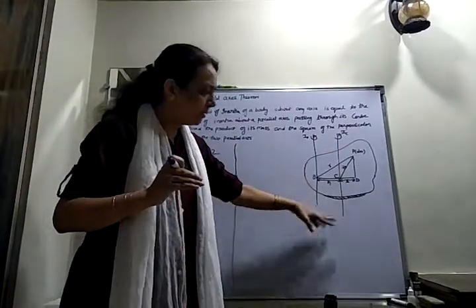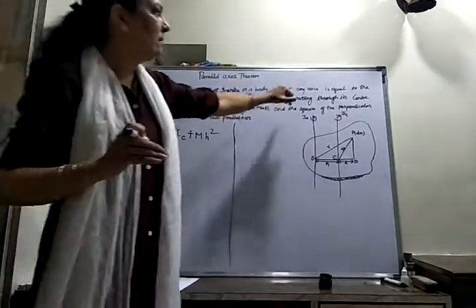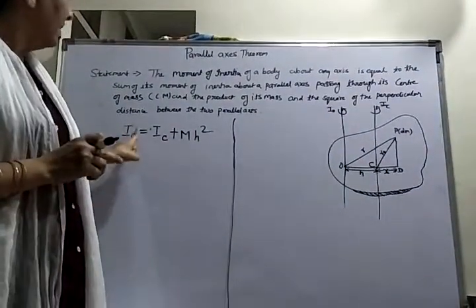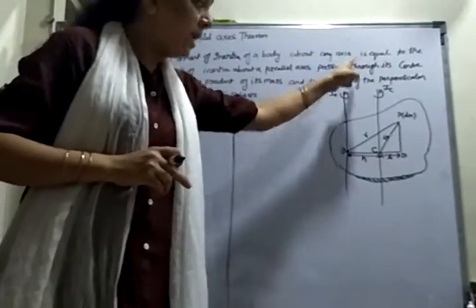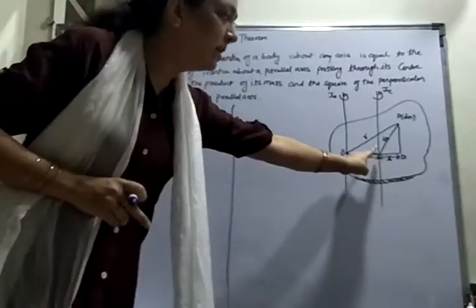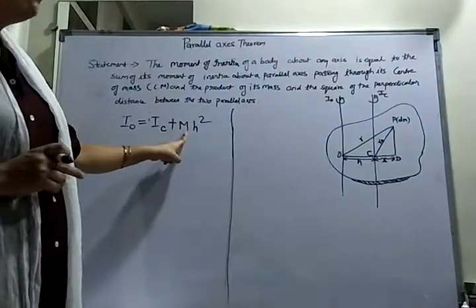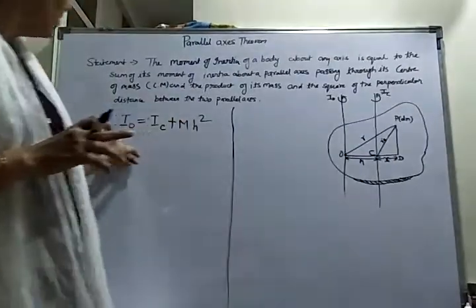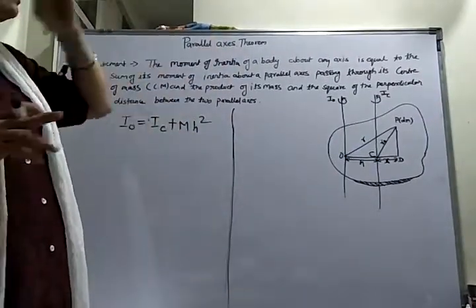See, for this first you have to write the statement. The statement is: the moment of inertia of a body about any axis, I0, is equal to IC, the moment of inertia about an axis parallel to the first one and passing through the center of mass, where C is the center of mass, plus M, the total mass of the body, times H squared, where H is the distance between the axes. That is, I0 equals IC plus MH squared. This is your statement.